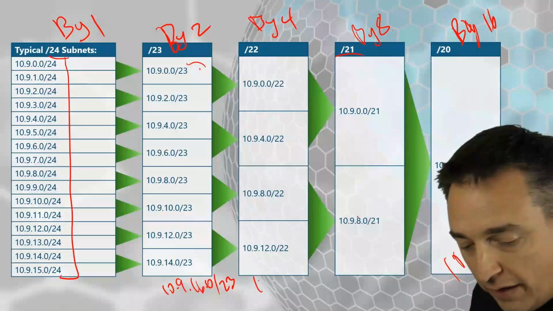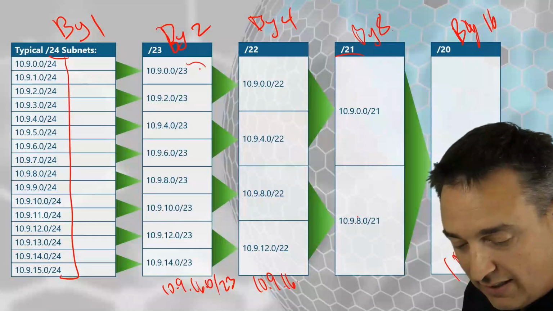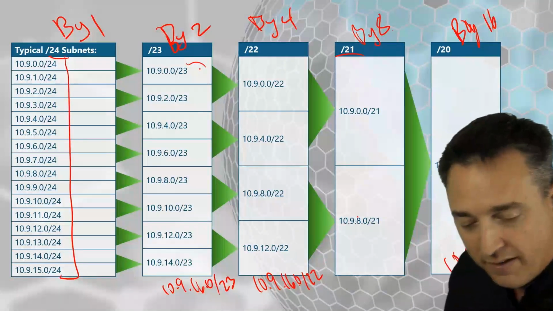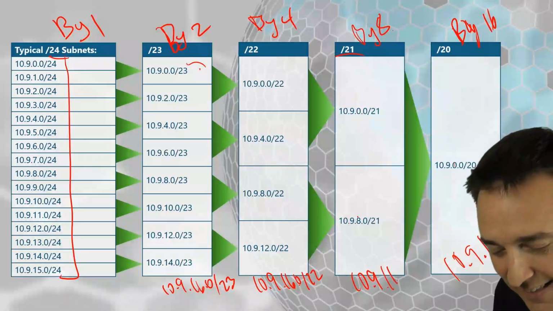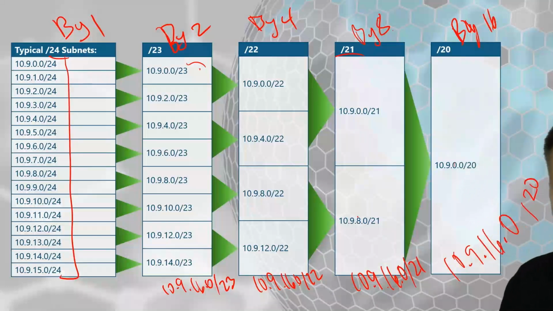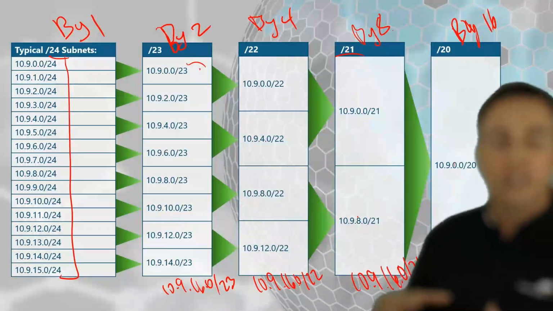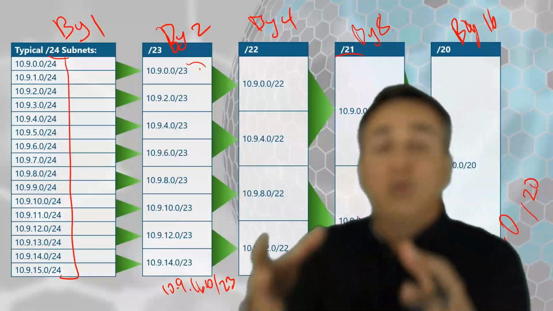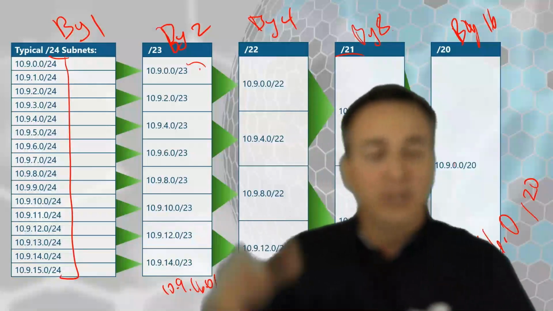If we're counting by 4, the next one would be 10.9.16.0/22. This one would still be 10.9.16.0. But look, the subnet mask changes. So even though a lot of these network IDs are the same, the subnet mask is changing what's actually happening and how many usable addresses are in each.